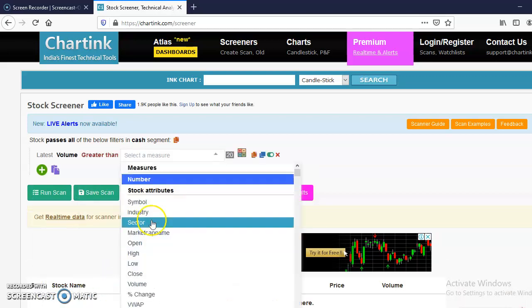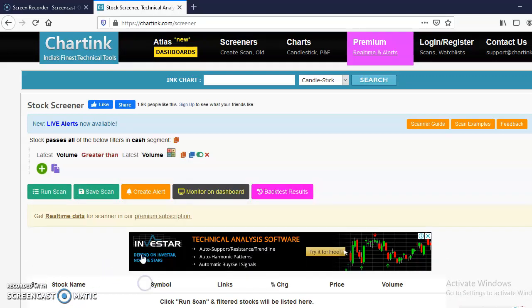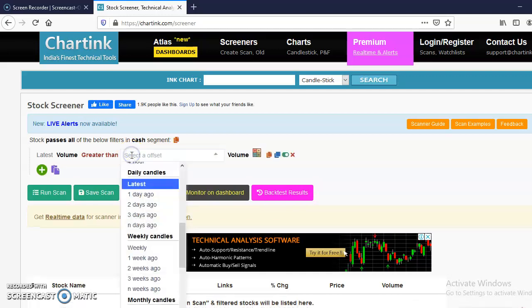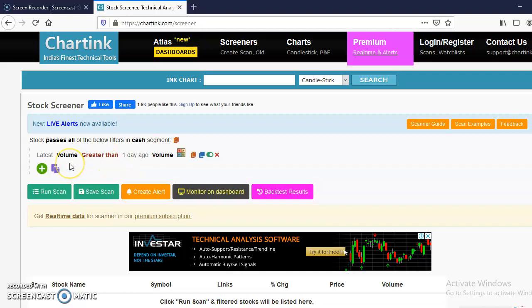greater than volume, and then this latest will change to 1 day ago. What this will do is filter out all those stocks which have volume on a particular trading day greater than the previous day's volume.